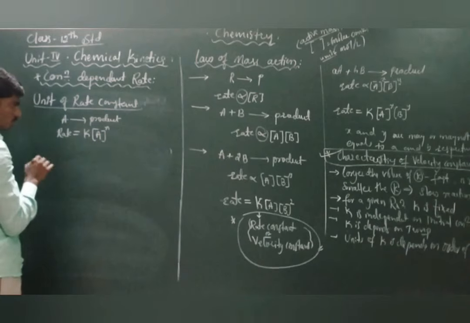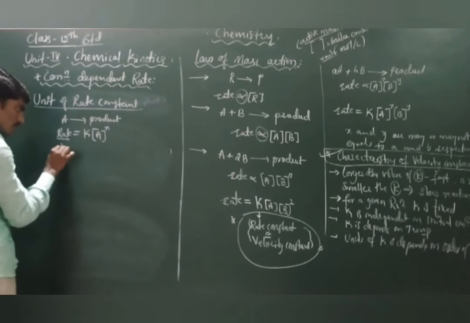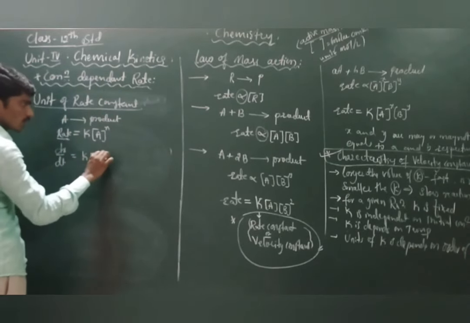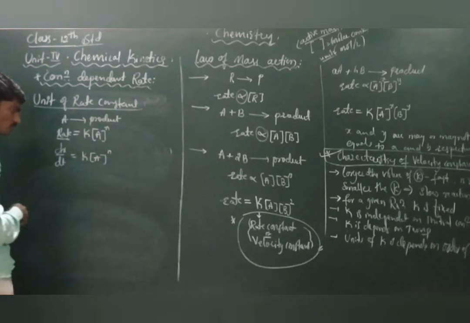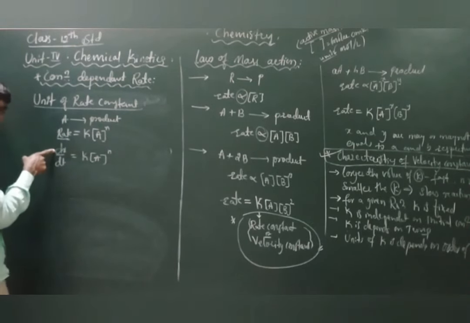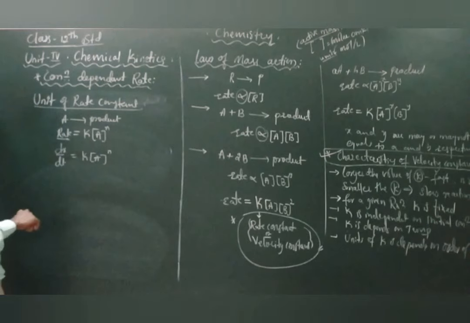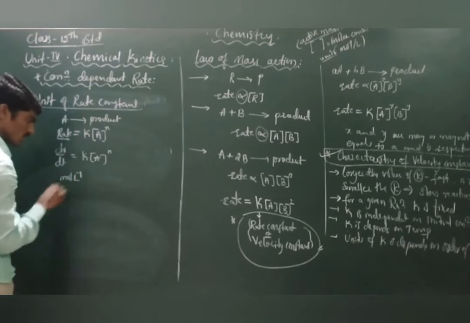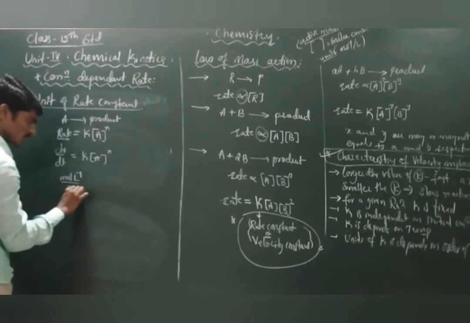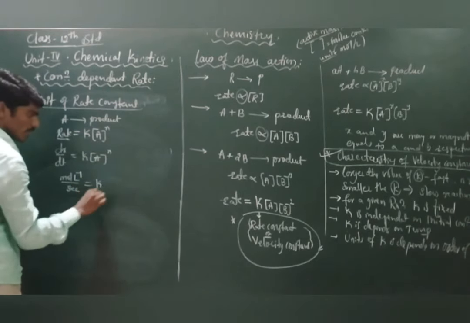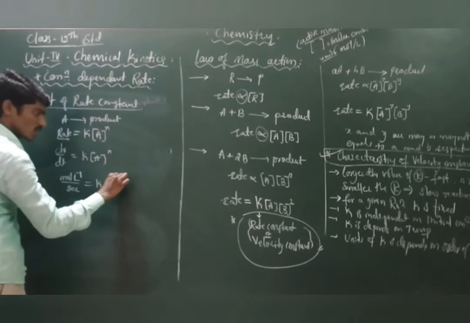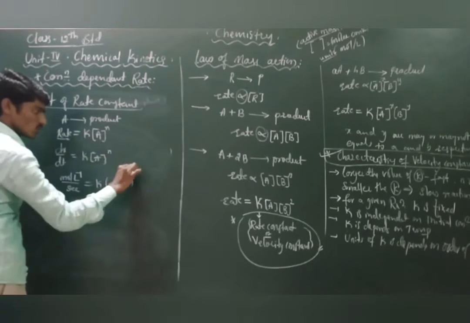Rate can be expressed as dx by dt. Am I right? dx by dt is equal to K times the concentration of reactant to the power n. dx, what does it indicate? An infinitesimally small change in the concentration. That means change in concentration. अब concentration का unit क्या है? Concentration unit is moles per liter, divided by change in time, that is second, equal to K times, again this is also concentration, moles per liter to the power n.